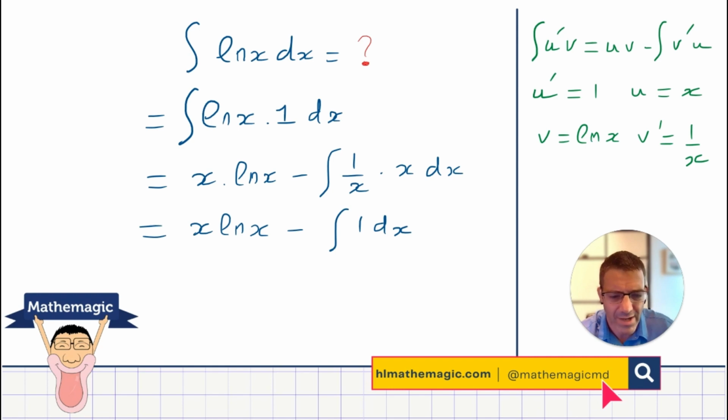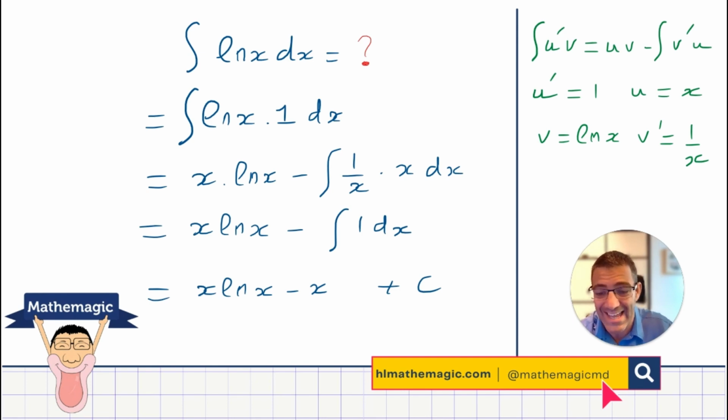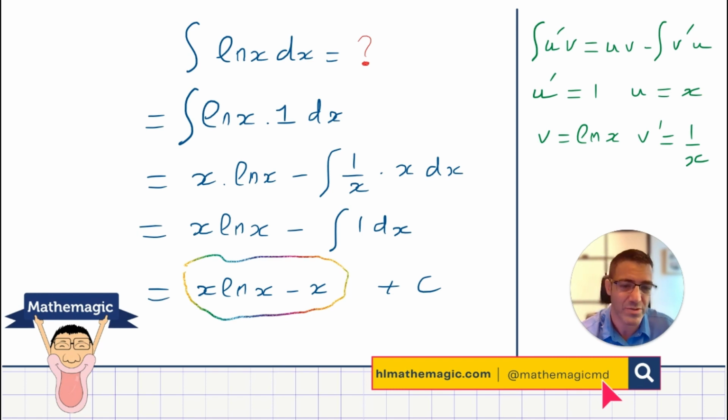So the integral of 1 is just x, so we can say that this is x ln x minus x, and we can always add a constant, but the integral of ln x is x ln x minus x. It's not very well known. We find it using integration by parts, and this is how you do it.